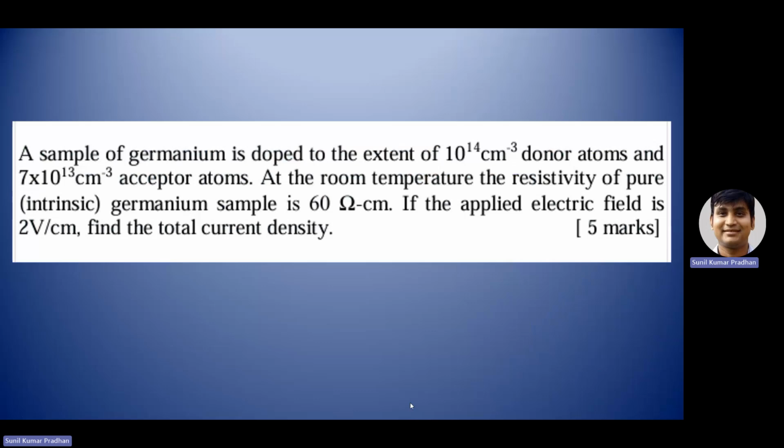Now, next question. A sample of germanium is doped to the extent of 10 to the 14 per centimeter cube donor atoms and 7 into 10 to the 13 per centimeter cube acceptor atoms. At room temperature, the resistivity of the pure germanium sample is 60 ohm centimeter. If the applied electric field is 2 volt per centimeter, then find the total current density. How can we solve this question?